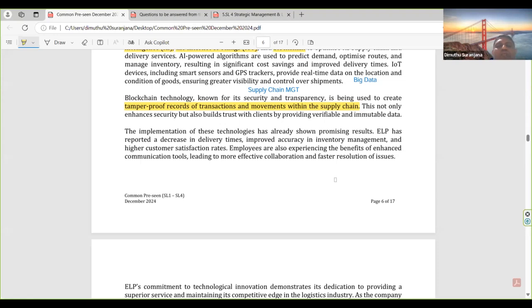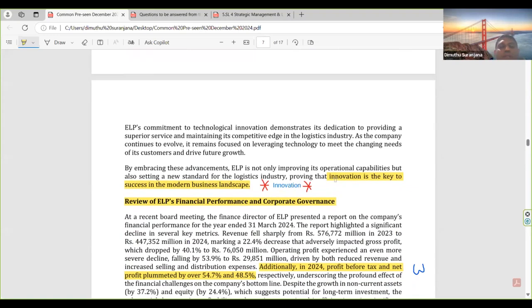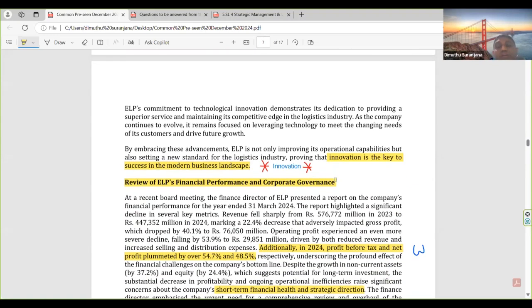So how has this technology helped them? ELP's commitment to technological innovation. They are talking about innovation also, guys, here, right? It demonstrates its dedication to providing superior service and maintaining its competitive edge in the logistics industry. As the company continues to evolve, it remains focused on leveraging technology to meet the changing needs of its customers and drive future growth. By embracing these advancements, ELP is not only improving its operating capabilities, but also taking a new stand for the logistics industry, proving that innovation is the key to sustaining in the modern business landscape.